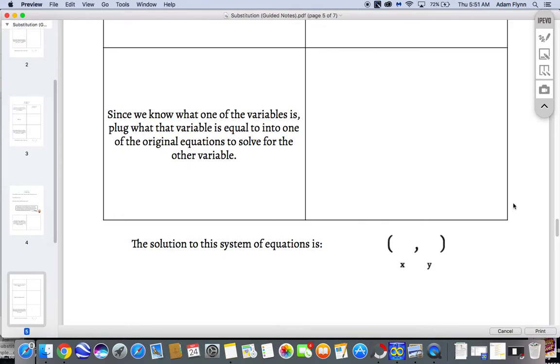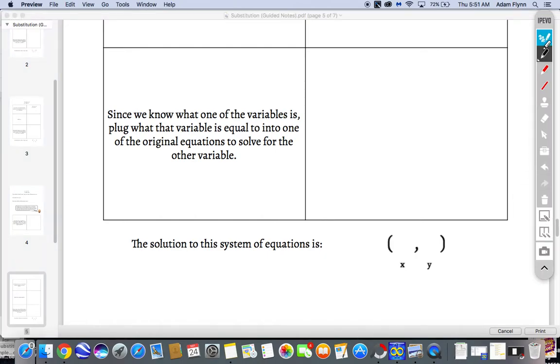So since we know what one of the variables is, and in this case we know what y is, we can plug what that variable is equal to into one of the original equations to solve for the other variable, which in this case will be x. So let's take my top equation, which again, as a reminder, was x minus y equals negative 3.